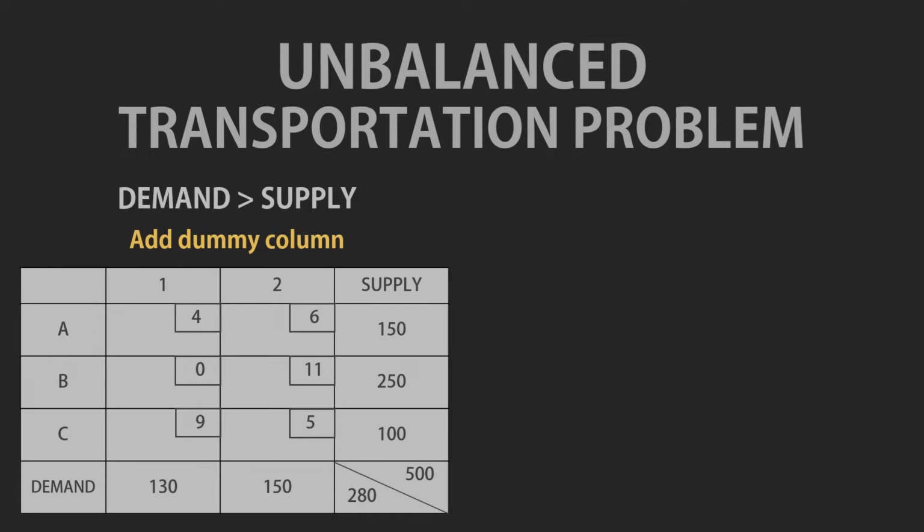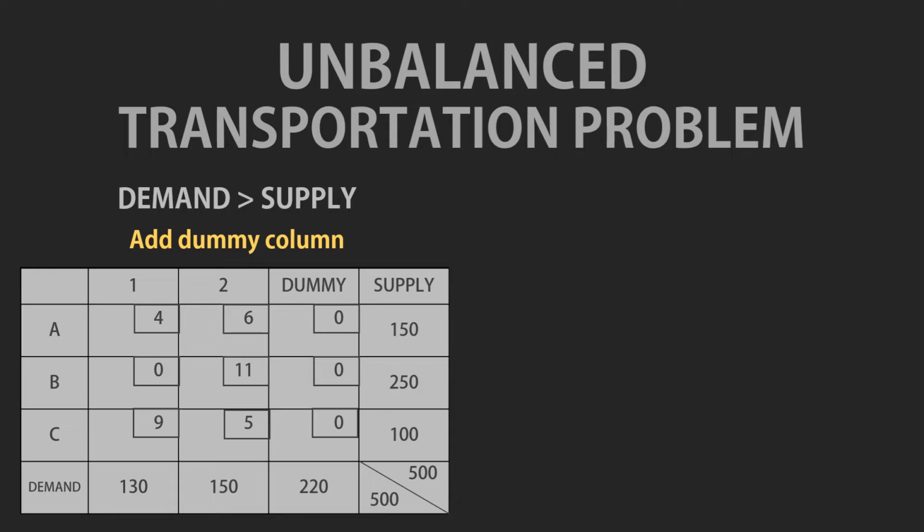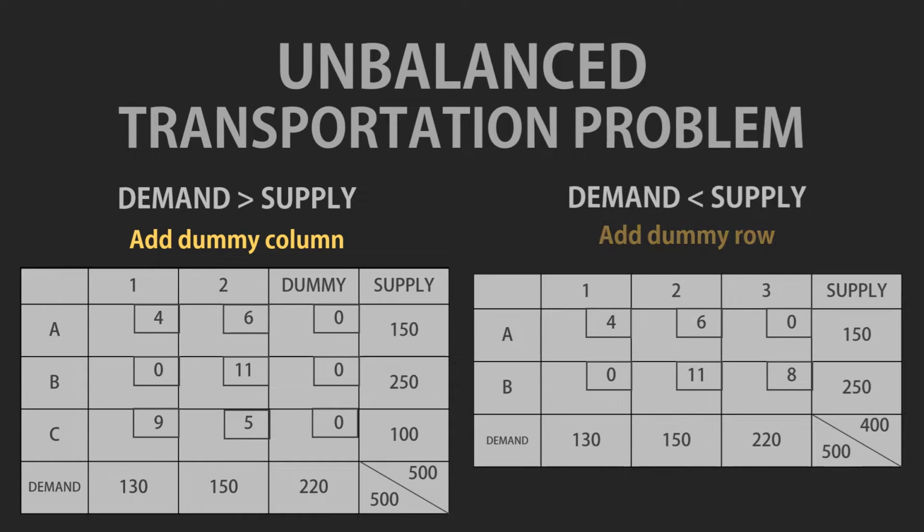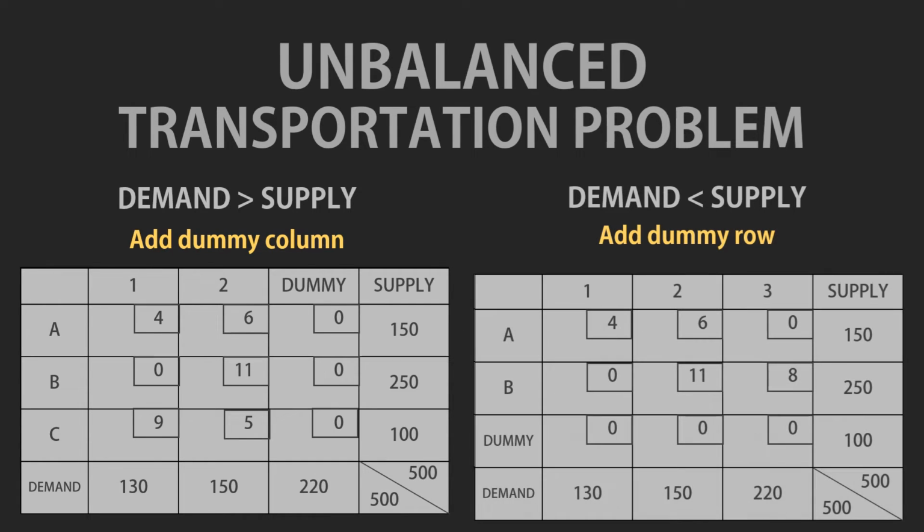There are 2 ways to balance a transportation matrix. Number 1, if demand is greater than supply, add a dummy column containing 0 cell value and the corresponding demand value. If the demand is less than supply, add a dummy row containing 0 cell value and the corresponding supply value.